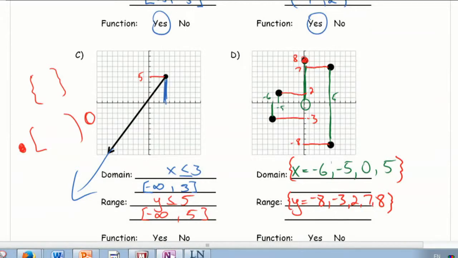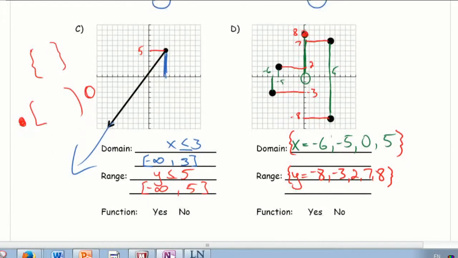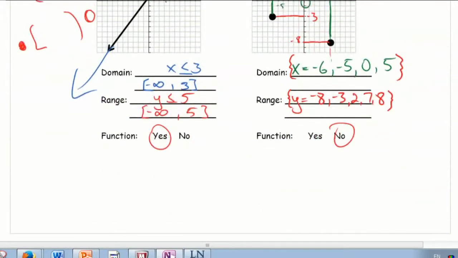Is it a function, yes or no? No, it's not a function because it doesn't pass the vertical line test. If I draw a vertical line here, I'm going to hit 2 points. So not a function. This previously was a function because it passes the vertical line test. So that's an example of a set of discrete points.